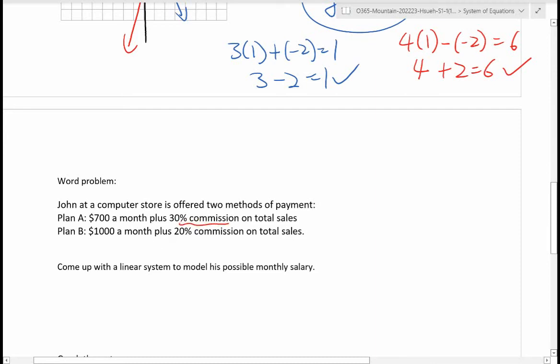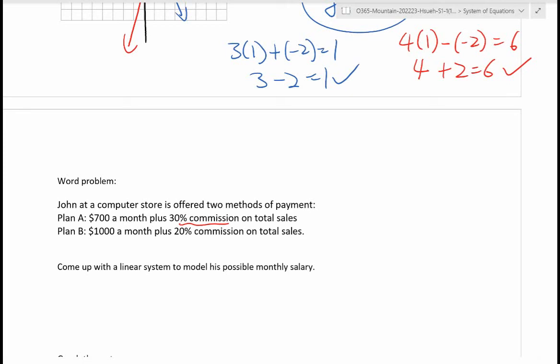Okay, so commission, if you don't know what that means, it means that the more you sell, the more money you get. So for example, 30% commission means if you sell something for $100, you actually get $30 from that sale. Okay, so you actually earn $30 from selling $100 of a product, or maybe just more than one product. But you get 30% back. Okay, plan B is you get $1,000 a month, but in this case you get less commission. Only 20% on total sales.